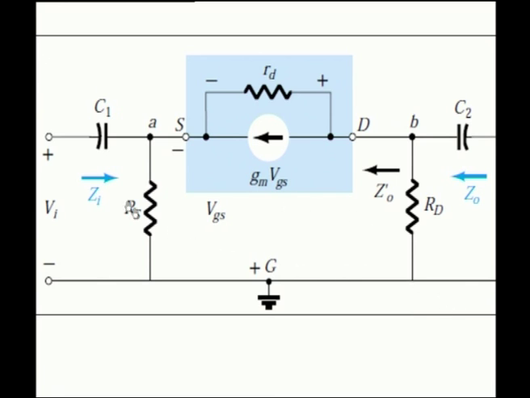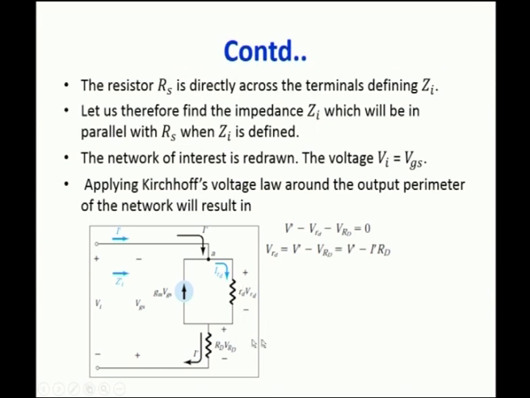Okay. So, now we have to calculate the input impedance. You have to redraw the circuit. The resistor RS is directly across the terminals defining Zi. So, let us therefore find the impedance Zi', which will be in parallel with RS when Zi is defined. So, the network is redrawn. Here the voltage Vi is equal to VGS, and apply KVL around the output perimeter of the network.